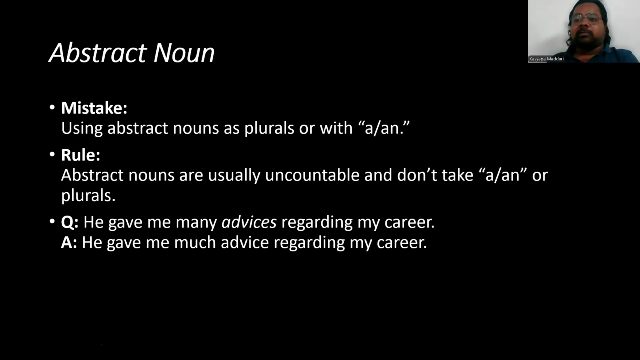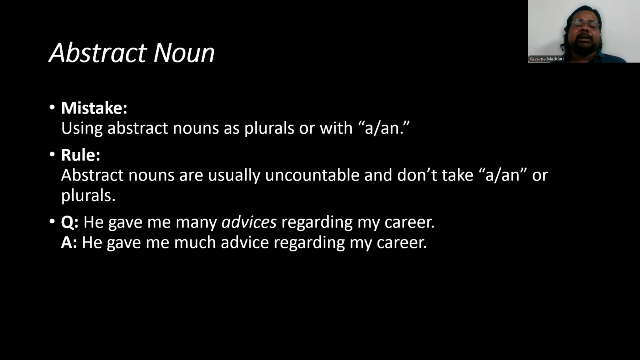See here, the spelling of advice is A-D-V-I-C-E. Advice can be used as a verb also. Here, advice is being used as a noun. It's an abstract noun. Advice can be used as a verb also. He advised me. There, the spelling will change. Advised. He advised me. Advisor. It's not O-R, advisor. But when it comes to the noun form, it is advice.